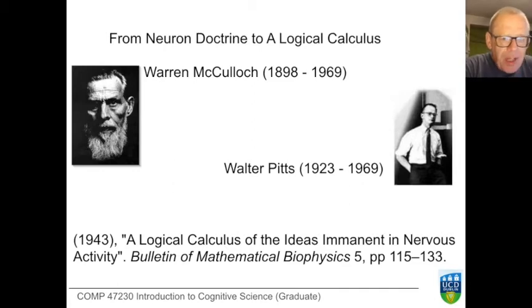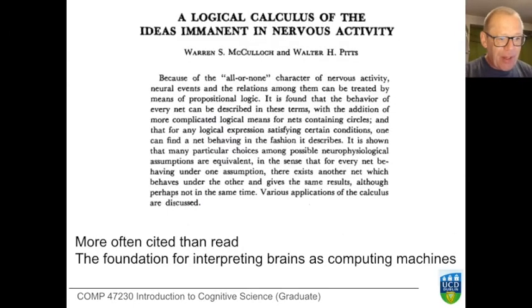And perhaps the key paper here comes from 1943. It was called A Logical Calculus of the Ideas Immanent in Nervous Activity. That's quite some title, and here it is. There's that 1943 paper, often cited, rarely read.